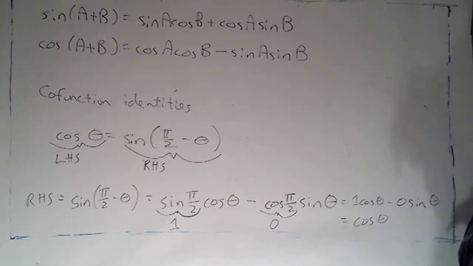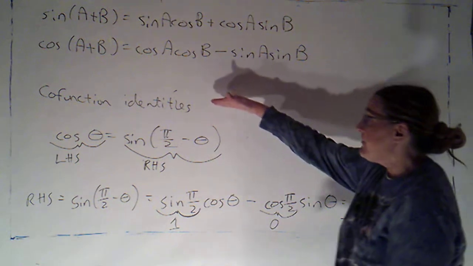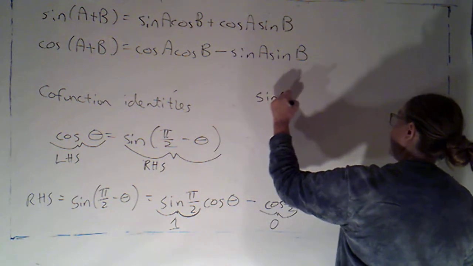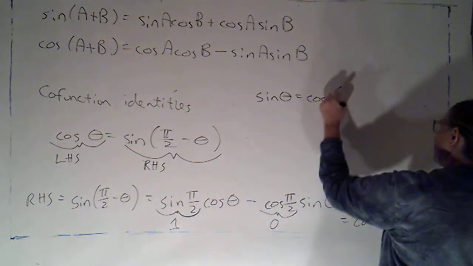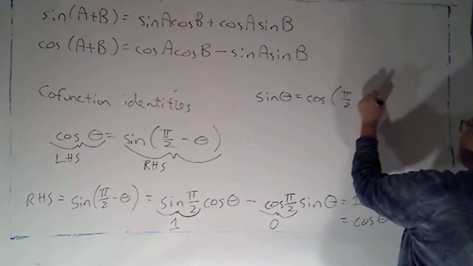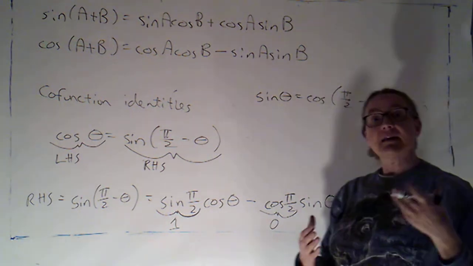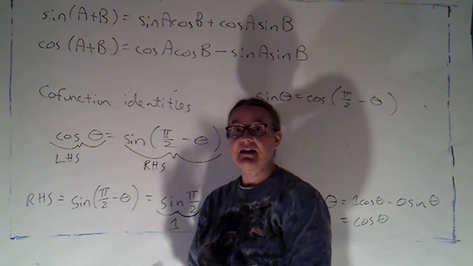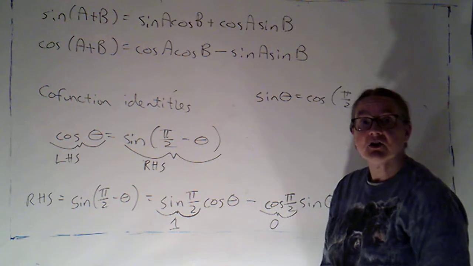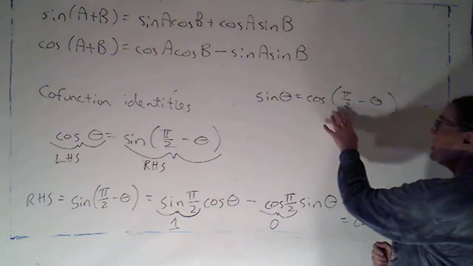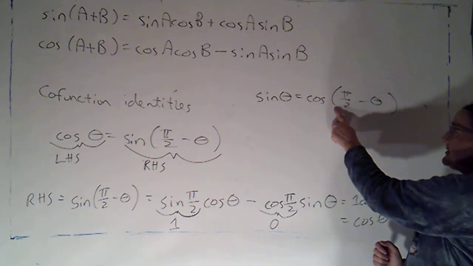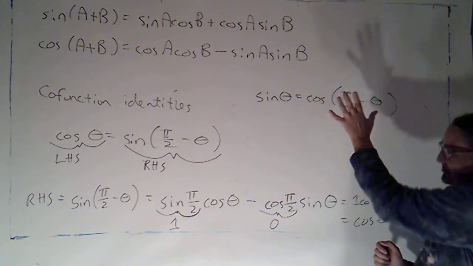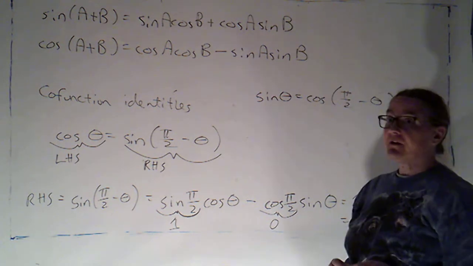Okay. And there are 5 other identities similar to this. Turns out sine of theta is the same as cosine of pi over 2 minus theta. And then I can do the same thing with tangent and cotangent, and secant and cosecant. What I'm going to have you do is just pause the video and prove this one. Use the difference formula for cosine to prove this one. And all the other proofs are very, very similar.